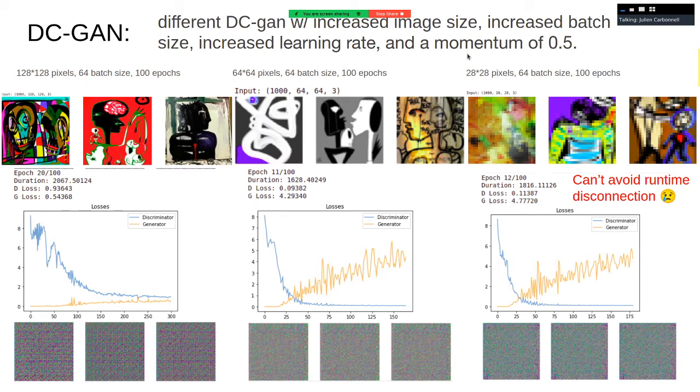And so I chose 28 times 28 pixels. You can see that the quality is really lower as an input. But the duration is very long. You can see for one epoch, it's taking almost 2000 seconds. I haven't converted that in minutes, but I realized that whether you work with 128 or with 28 pixel images, it's quite long for all of it. It crashed after 12 epochs, and so I cannot avoid this runtime disconnection. That's a bit sad.